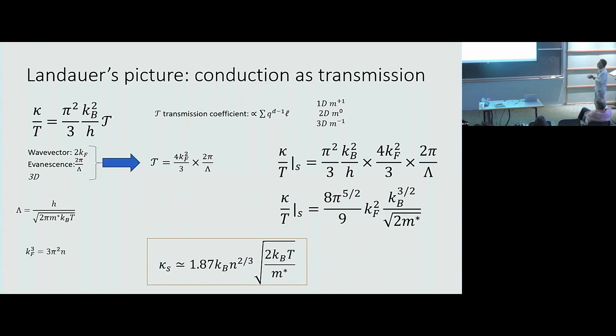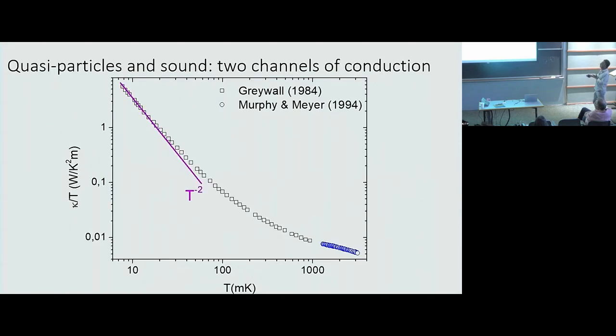And now let's look at the data. So this is the Grey-Wall data in 1984. So what I'm plotting here is kappa divided by T. This is the Fermi-liquid regime. This is where quasiparticles are transporting heat. And now, if I just put the formula, this is what I get. The only parameter here is the mass of helium-3, which is 2.7. The difference is something of over 10% between the experimental data and this.